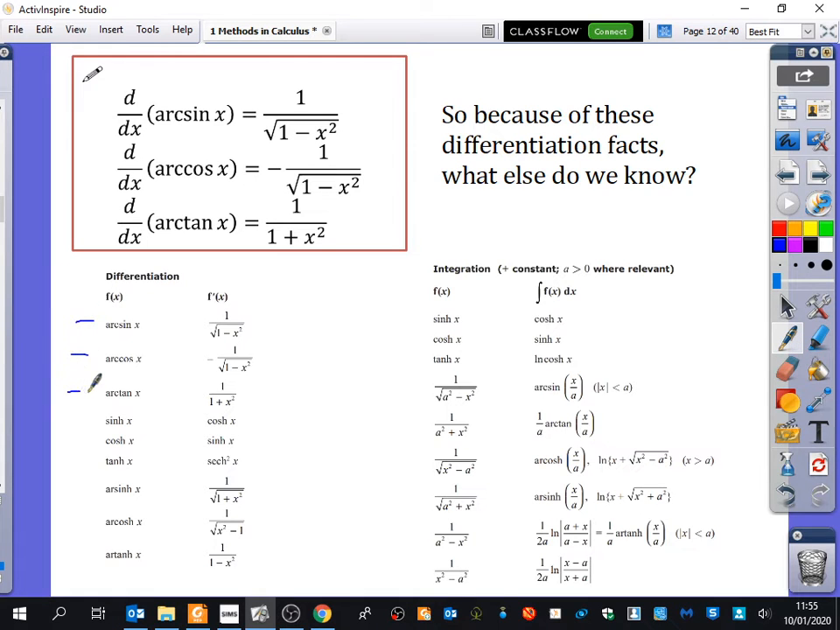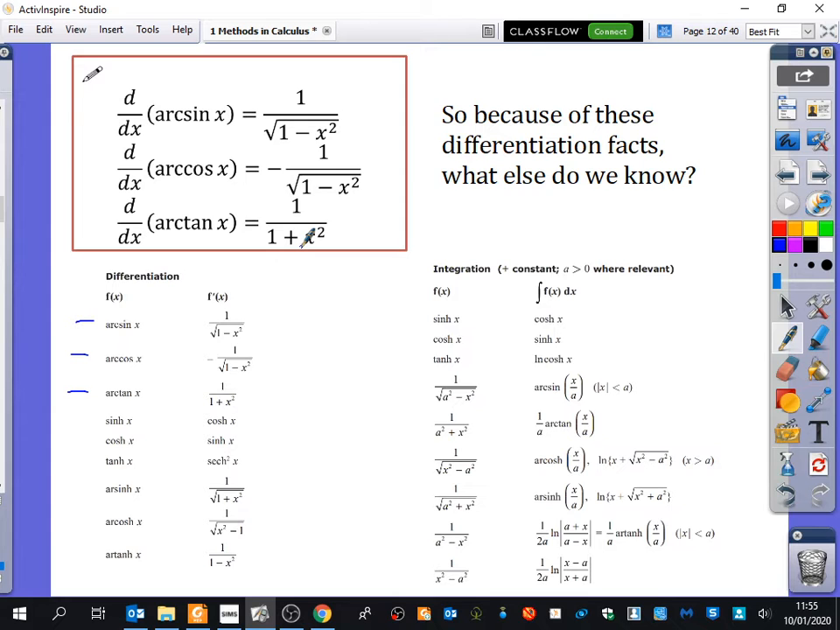We've just looked at these three. We may have touched on these. We're going to touch on these later. But because we know these three things, what else can we work out if we know how to differentiate those functions? We now know how to integrate functions that look like this, which is what you will spot on the formula page.